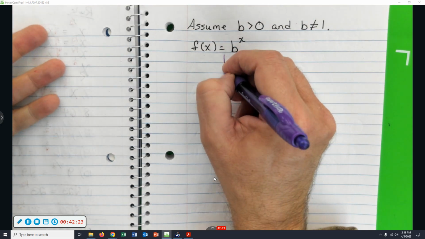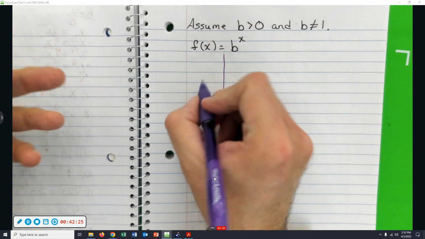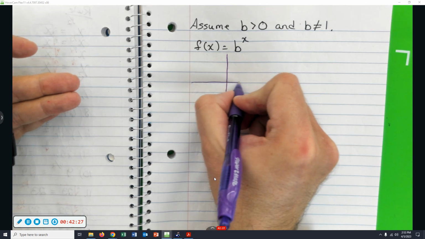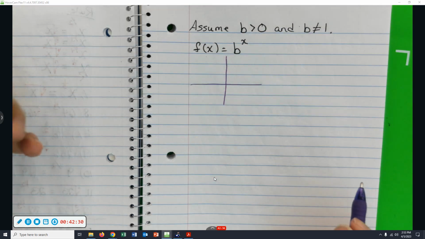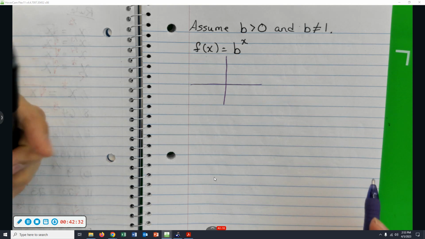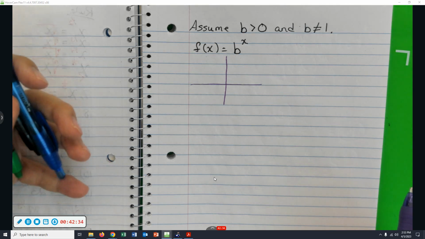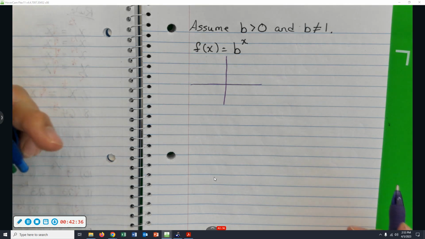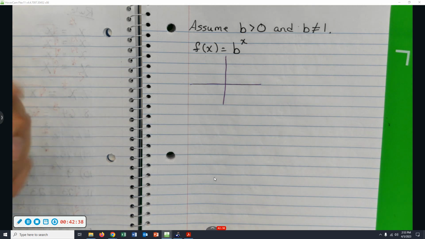There's not a fancy name for an exponential graph, like with a parabola. With a quadratic function, the graph is called a parabola. Absolute value functions, the graph's a V-shaped figure.